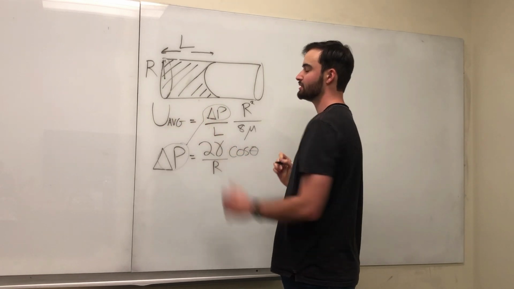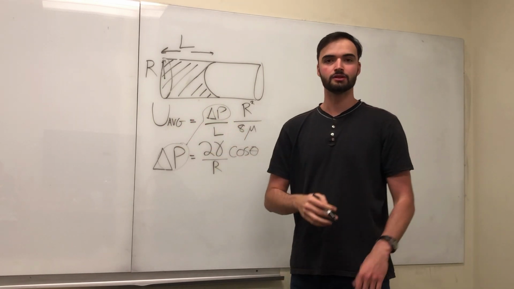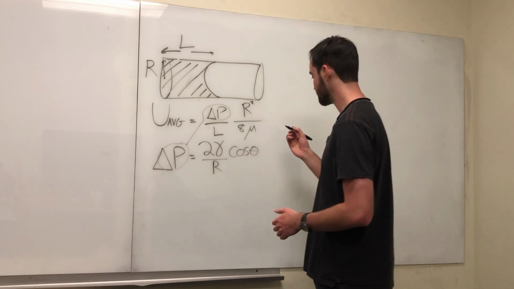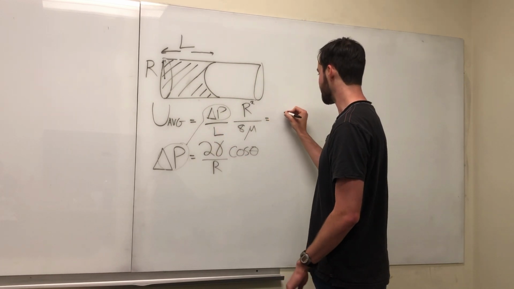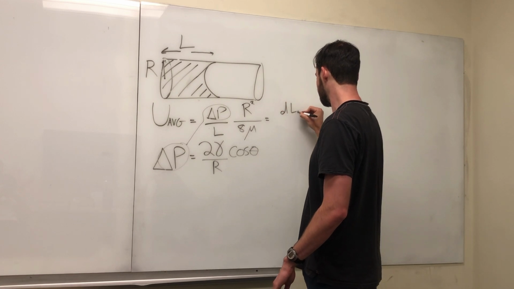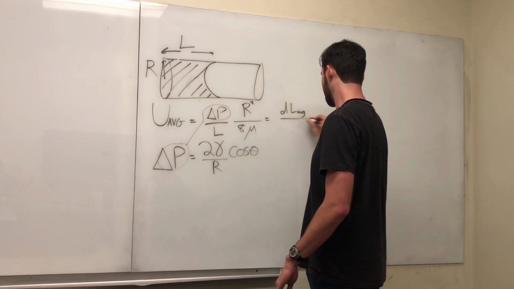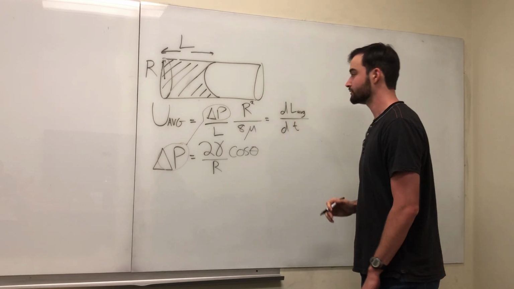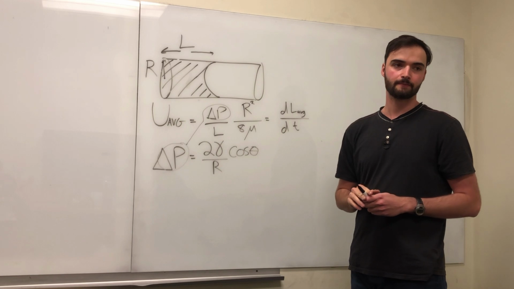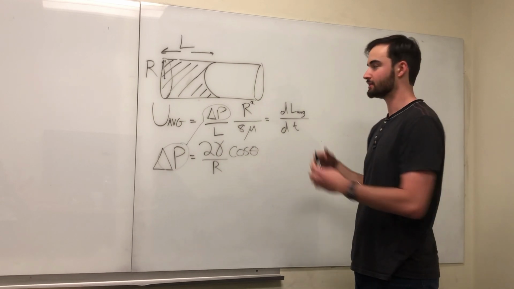And this is the average velocity, which is a length over time, distance over time. So we could say that this is the same thing as dL average over dt. So now we have this differential equation. The next step is to solve it.